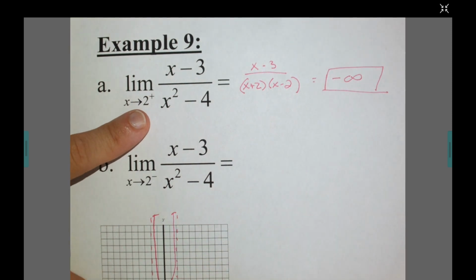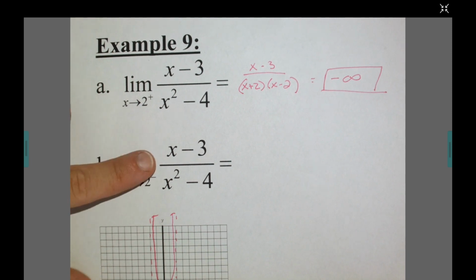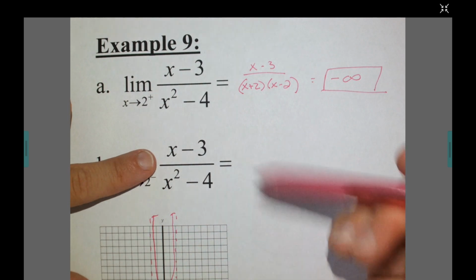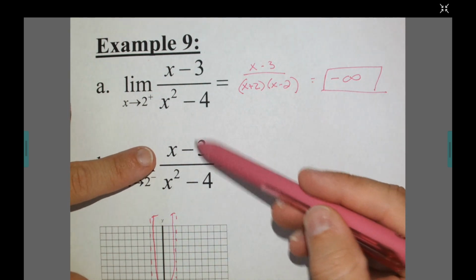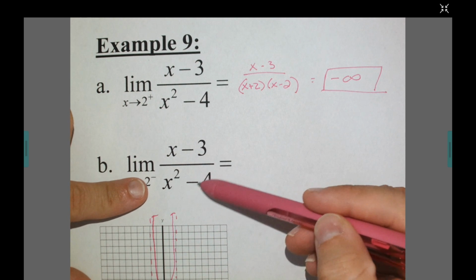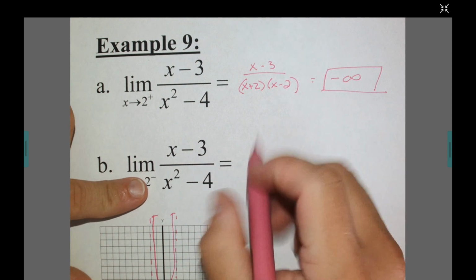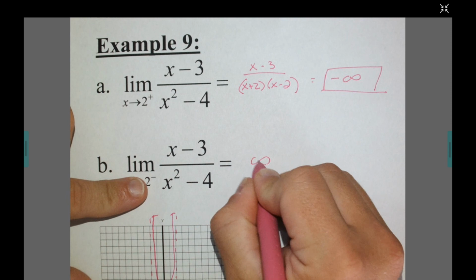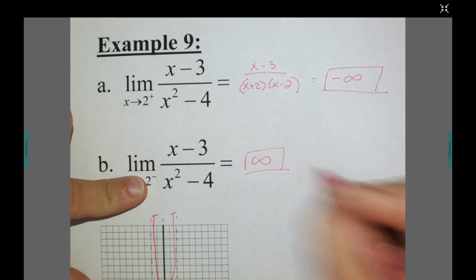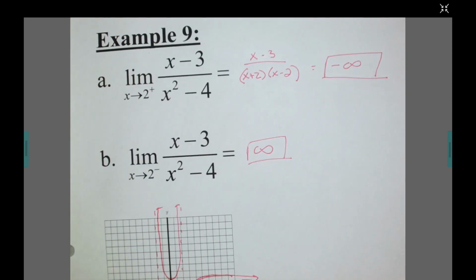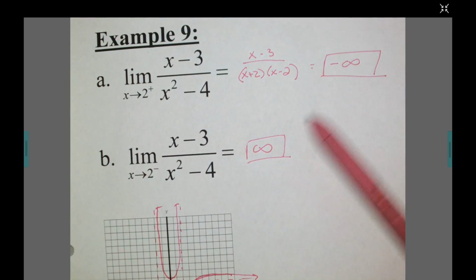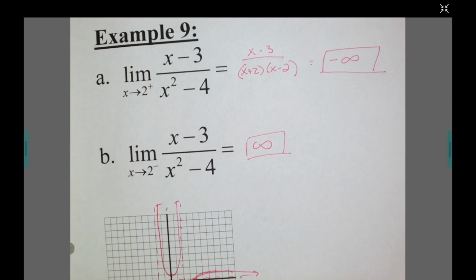From the left, if I were to go with like 1.9, you're going to have a negative divided by an extremely small negative as well. Well, negative divided by a negative is positive infinity. And then this one didn't ask for the overall limit, it would just go straight up to 2, but if it did, it would not exist because of the infinities not matching up.